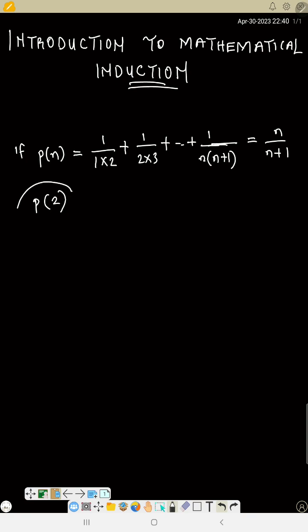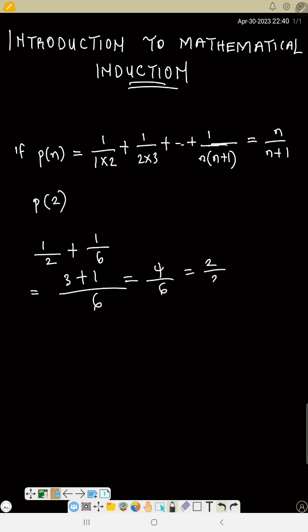Then confirm if this P2 is true for both left hand side and right hand side. So for left hand side, you sum the first two, that is 1 over 2 plus 1 over 6. So 1 times 2, 2 times 3. So this becomes LCM 6. So 2 in 6, 3. 3 times 1, 3, plus 6 in 6, 1. 1 times 1, 1. That is 4 over 6, which is 2 over 3. Now right hand side, this is left hand side.